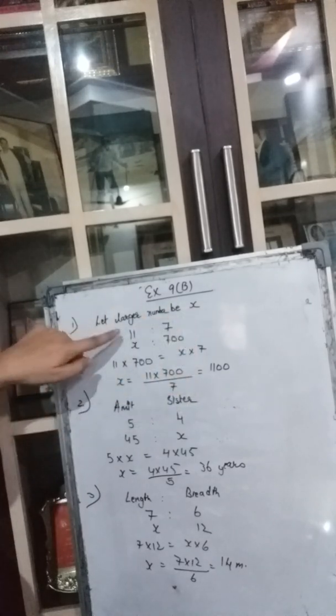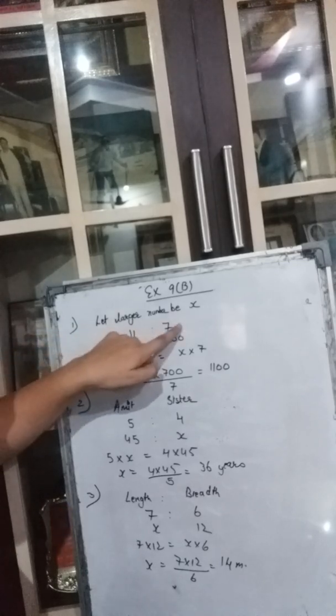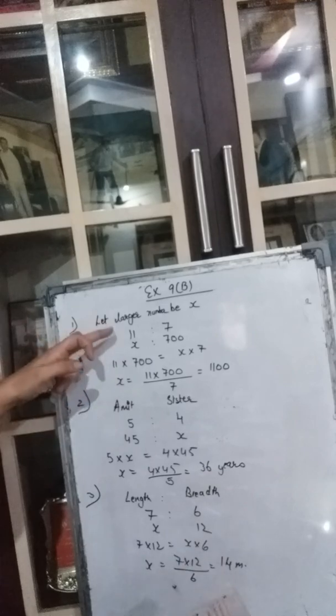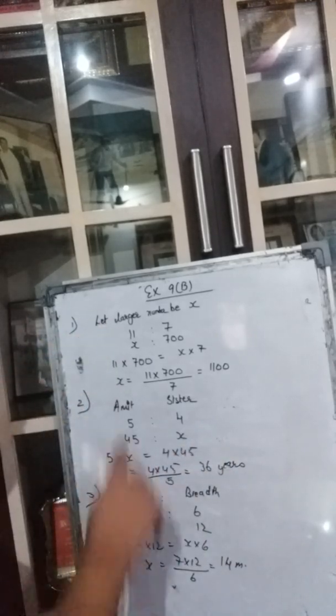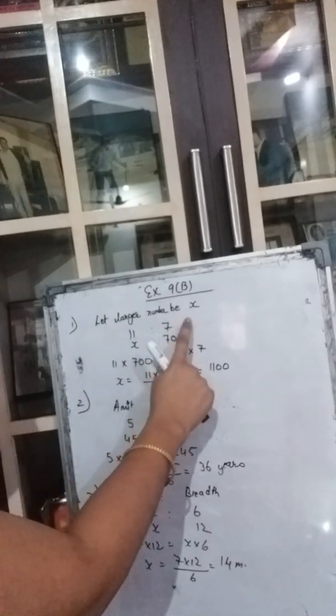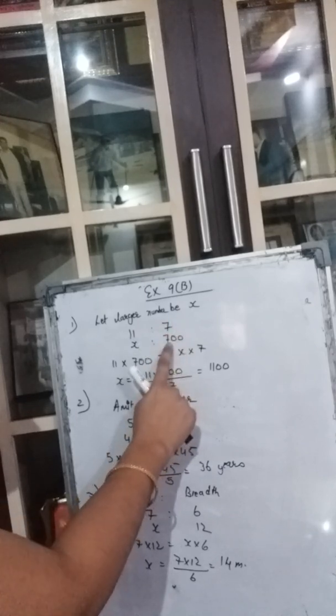Now let's write the ratio first. In which ratio are they? 11:7. Okay, and we have to find the larger number. The smaller number is 700. Girls, out of this ratio 11:7, which is the smaller ratio? 7 is the smaller ratio, so the smaller number will come under the smaller ratio only.